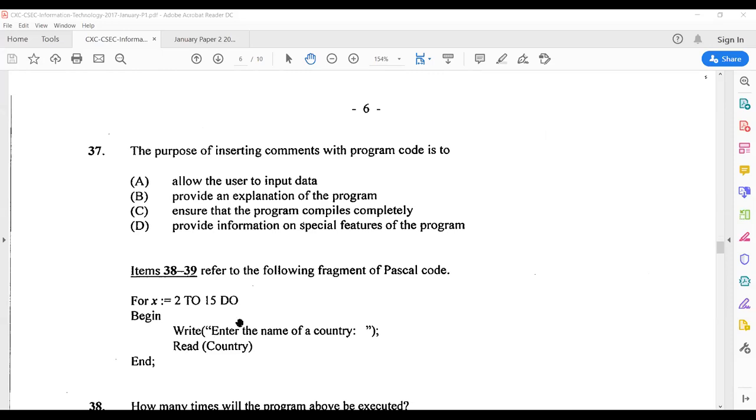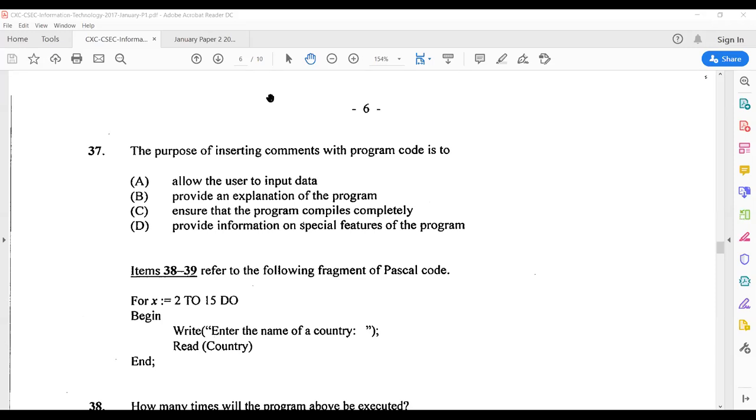All right, let's move on to 37. The purpose of inserting comments with program code is to do what? So which one of those options represents the purpose of inserting comments? Okay, you all remember when you did the programming part of the SBA, or the program implementation, you put comments in your code. And you have to remember that these comments were not executed. The program didn't look at the text you wrote there, right? So in terms of affecting the operation of the program, comments do not affect that.